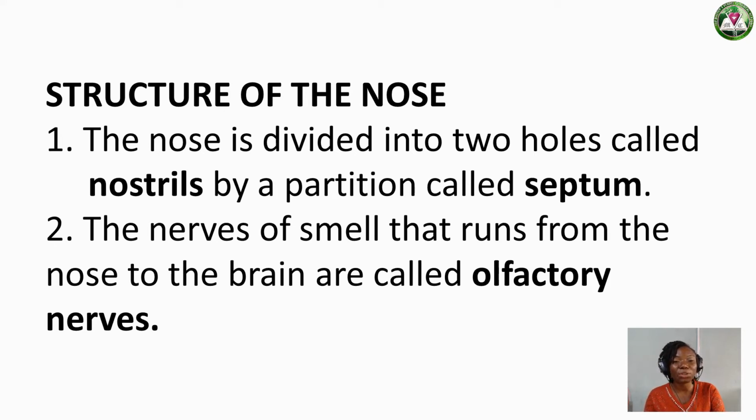And the brain in turn interprets the message which the olfactory nerve has brought to it and tells us that this smell you are perceiving is a dead rat. Or this smell you are perceiving is fried rice and chicken. Or that this smell you are perceiving is rotten orange. Did you hear that? I said the nerve is called olfactory nerve.